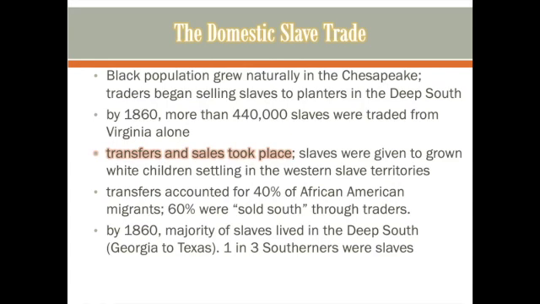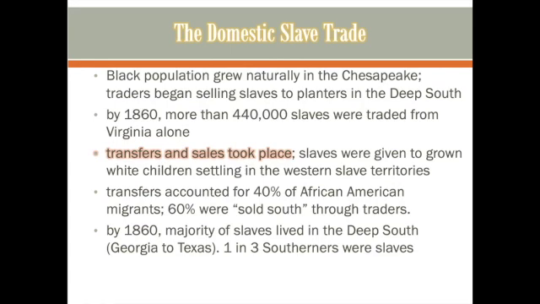But also, you look at different technology in textiles, like new spinning machines, and the steamboat for transportation. So all these things came to be and made an impact, creating the need for a domestic slave trade. So now let's talk about the actual domestic slave trade.